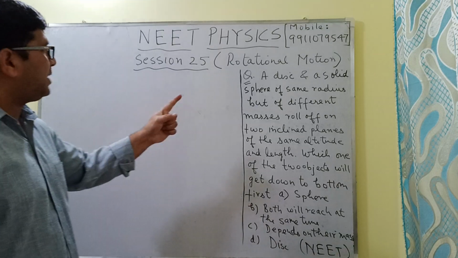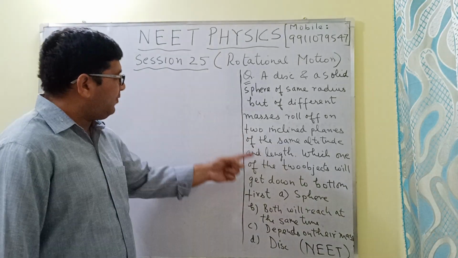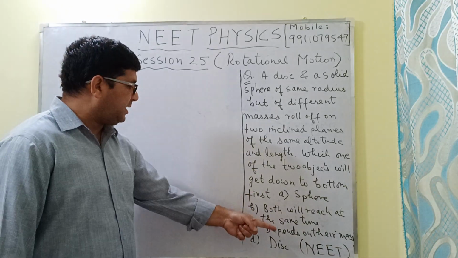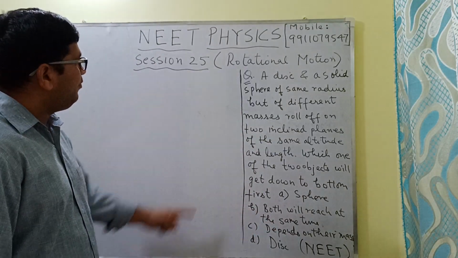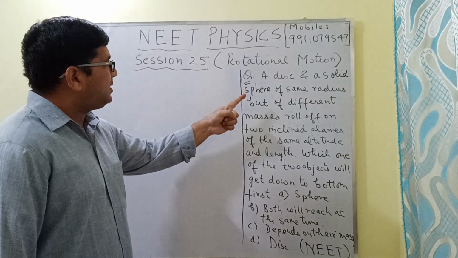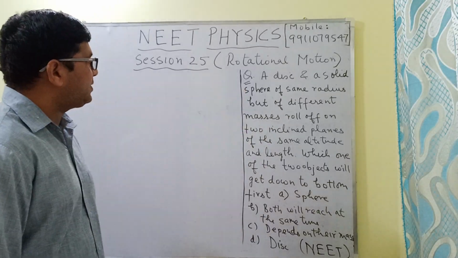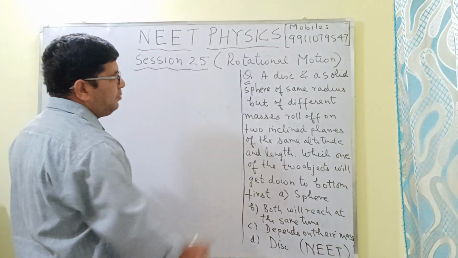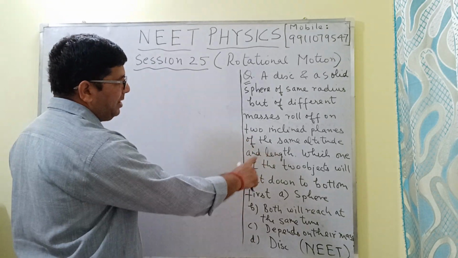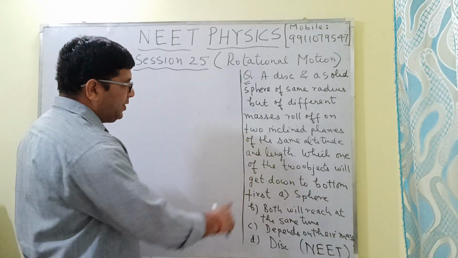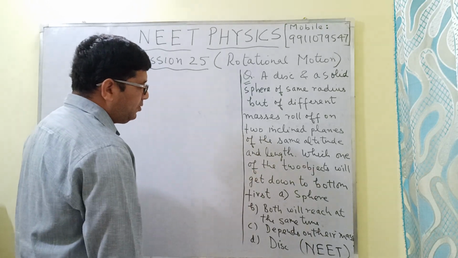The chapter is Rotational Motion, and today I have taken one question from the previous NEET examination. The question is written on this board. A disk and a solid sphere of the same radius, but of different masses, roll off on two inclined planes which have the same altitude and the length. Which one of these two objects will get down to the bottom first?